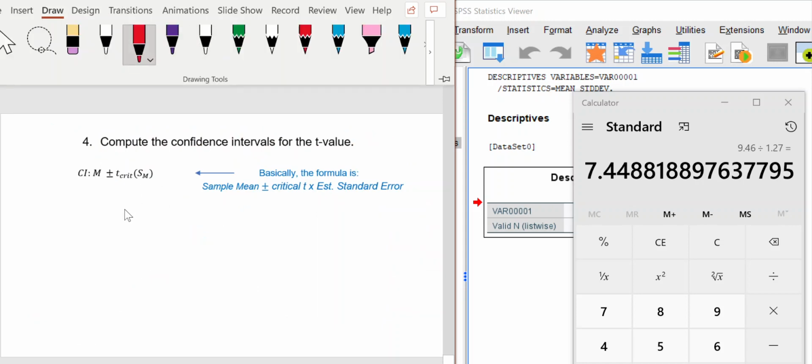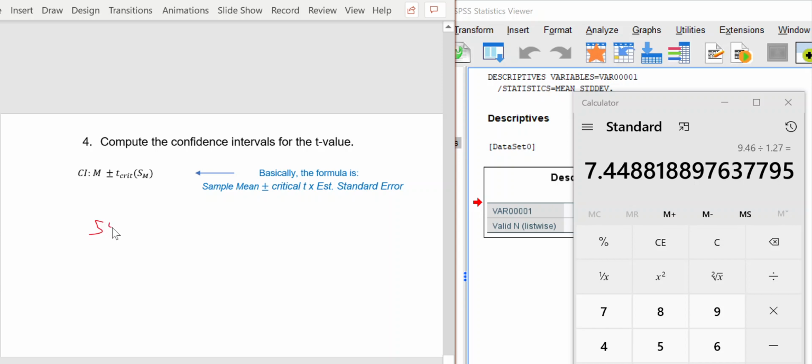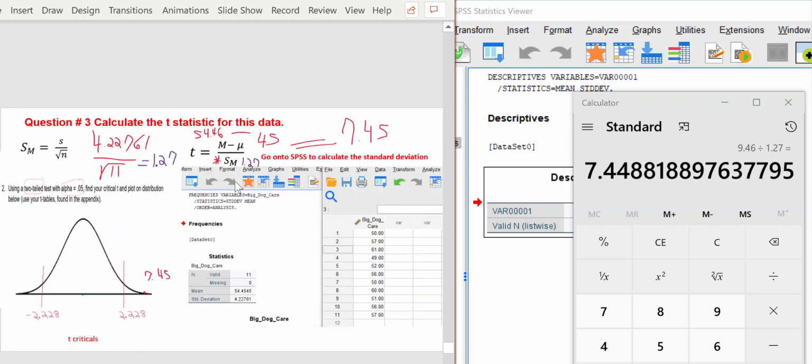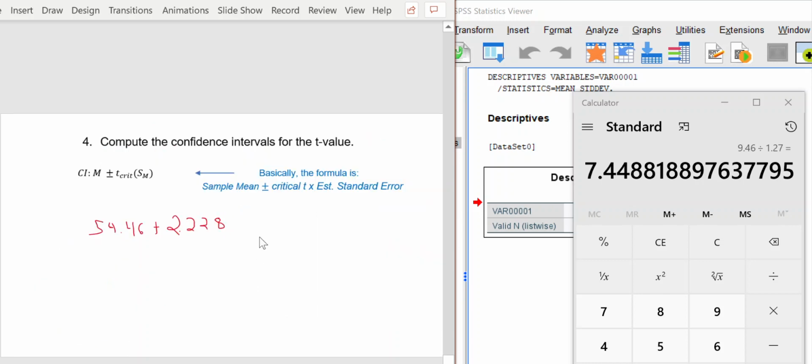So what we're going to do here is 54.46 plus 2.228. It's really hard to use a mouse to write this sometimes. Then our estimated standard error, which we got from here, is 1.27, so it's going to be times 1.27.